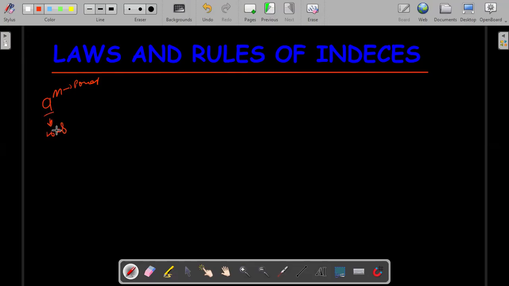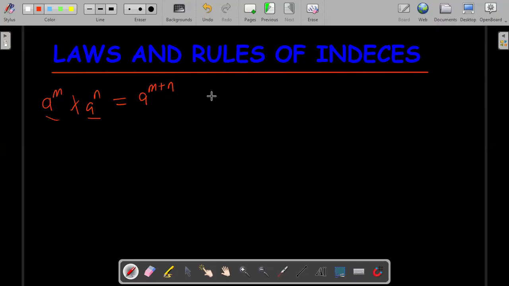So what do we do when we are multiplying indices that have the same bases? Let's say we have an index with a power M and a base A, and another index with a base A and a power N. So in this case, what do we do? What we usually do is get the base, let's say A, then you add the powers. So you get A to the power M plus N. So when you are multiplying indices with the same base, you add the powers.